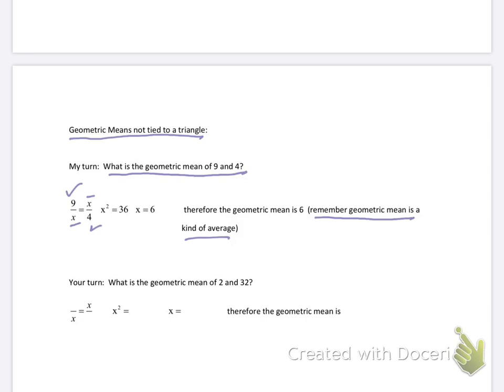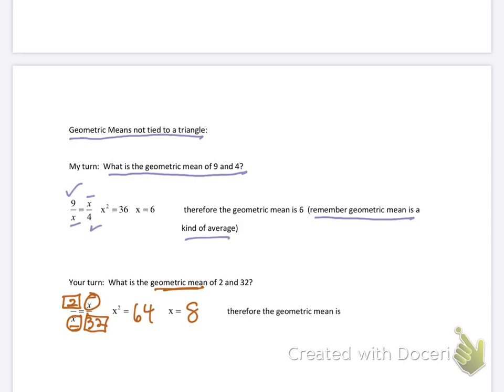So try that on your own, and then turn off the video and then come back, and I'll go through it with you. Okay, so since I'm looking for a geometric mean, I put x in the spot where the geometric mean will go. My other two numbers go here and here, and they are in the extremes position. By the way, you have means positions, which are right here and here, and then you have extremes positions, which is here and here. So 2 times 32 gives me 64.